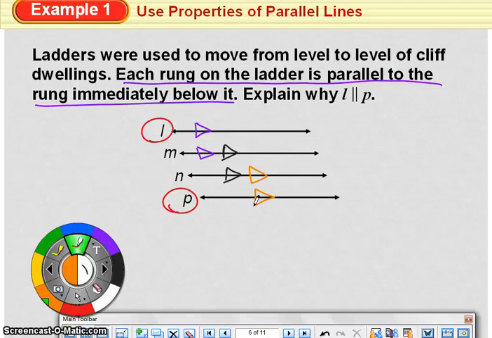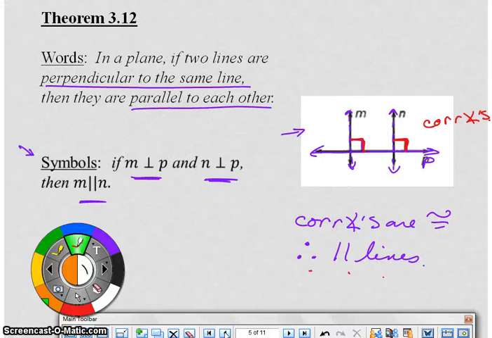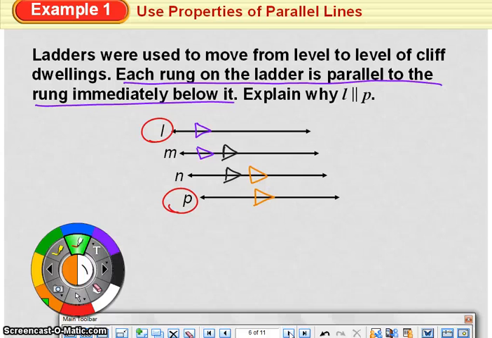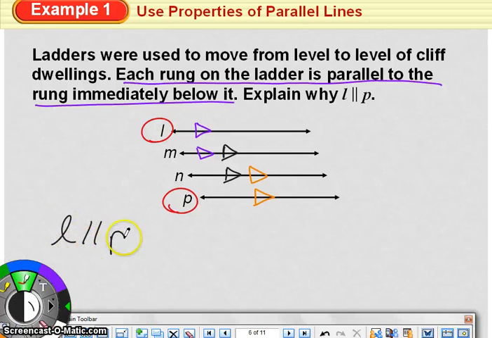So we look back, that should look familiar to you. Theorem 3.12 talked about perpendiculars, but Theorem 3.11 said if we have two lines that are parallel to the same line, then they are parallel to each other. So really this one right here is going to be the reasoning for L being parallel to P. So we could say, explain why L is parallel to P. We would say L is parallel to P by Theorem 3.11. We could actually say that.